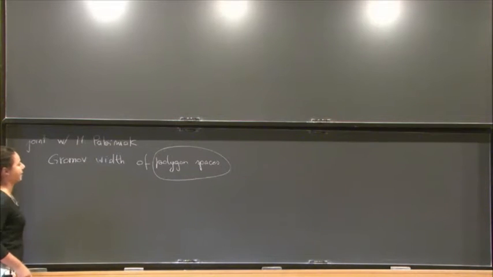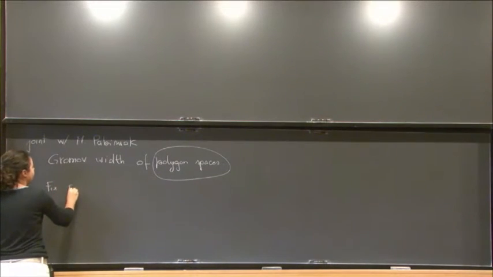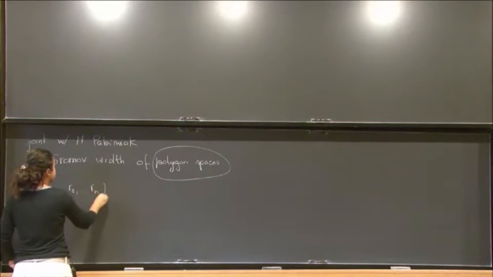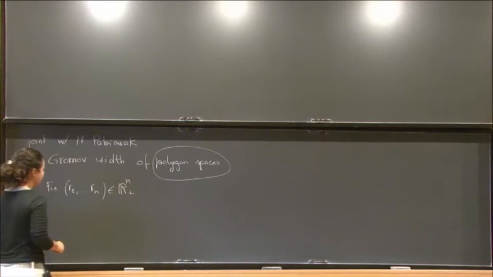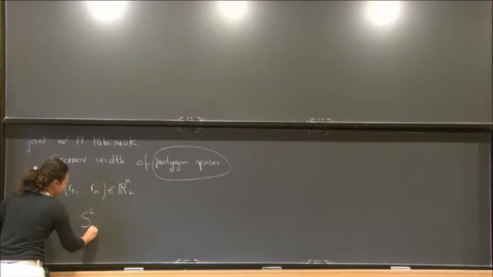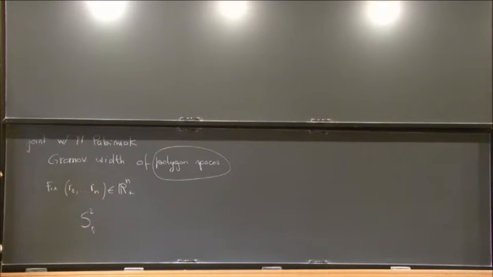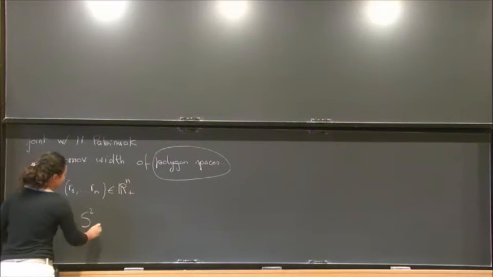So what are polygon spaces? Well, the first way to introduce them is by choosing n real numbers, R1 through Rn in R plus. And for each of these numbers, just consider the two-sphere in R3 of radius Ri. This is clearly a compact symplectic manifold. It's scaled with the standard symplectic volume form.